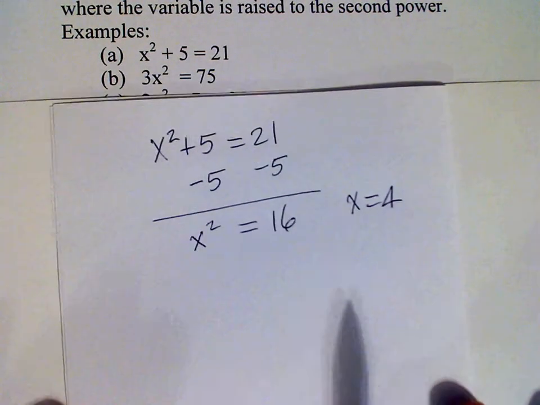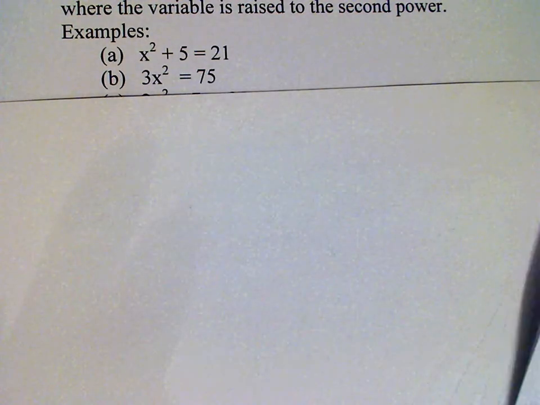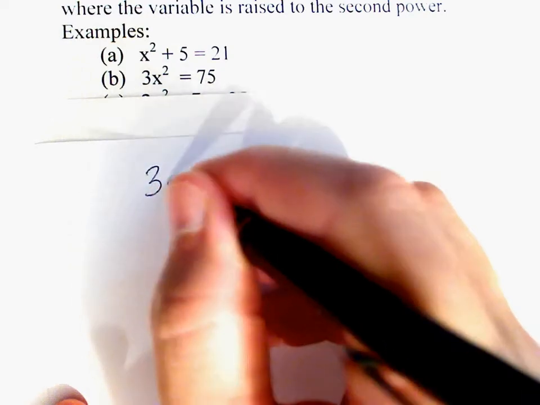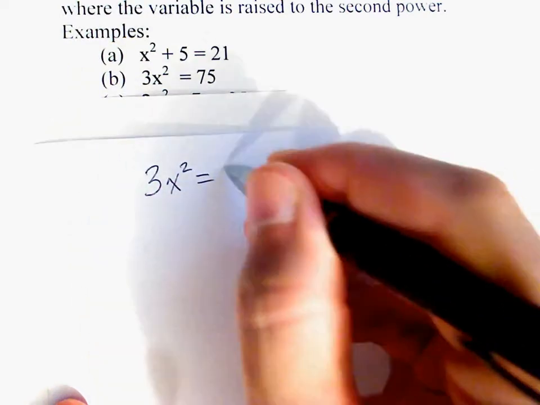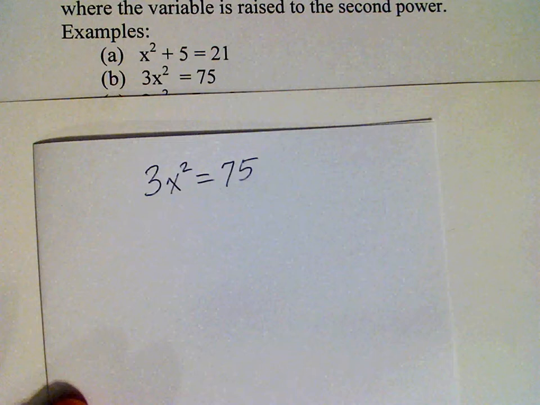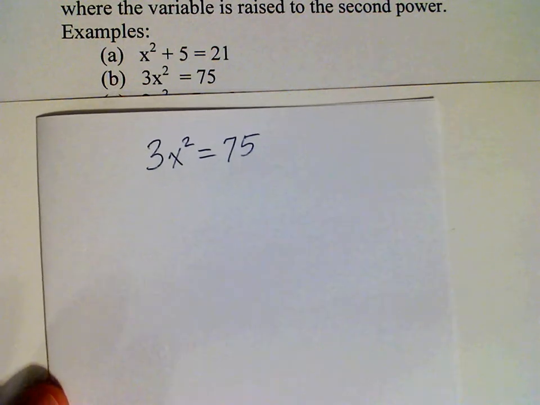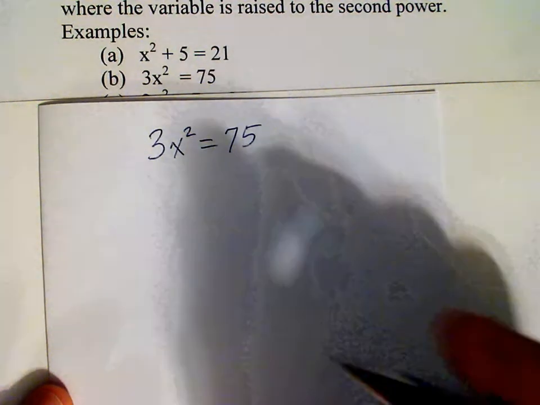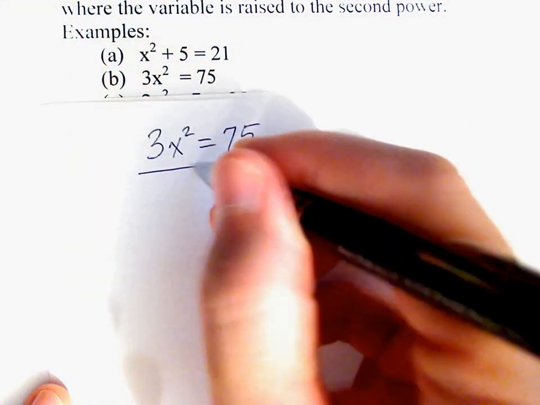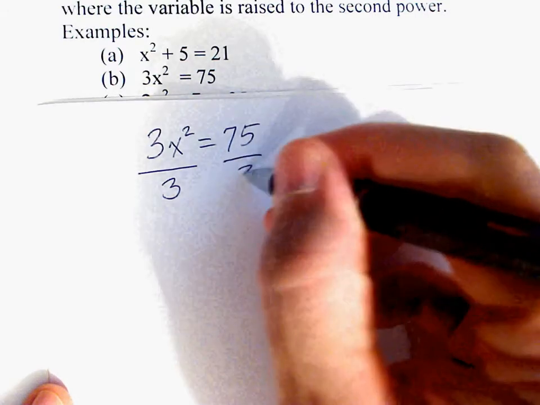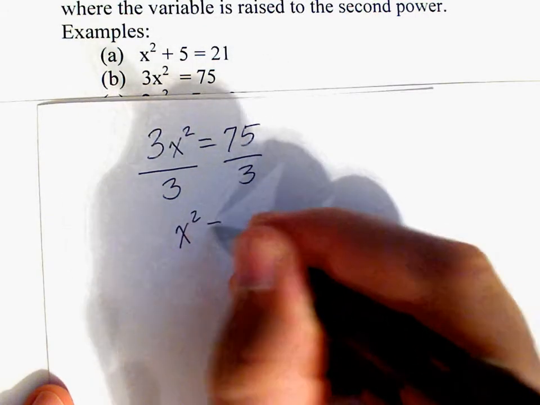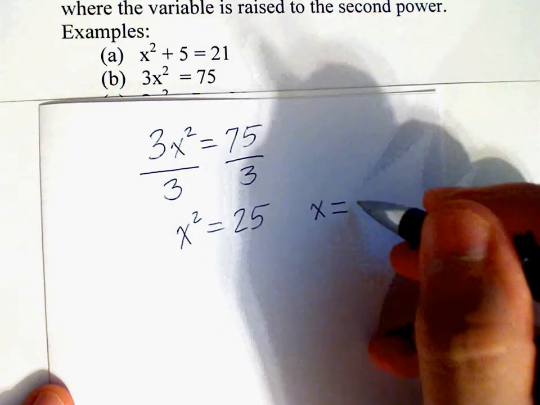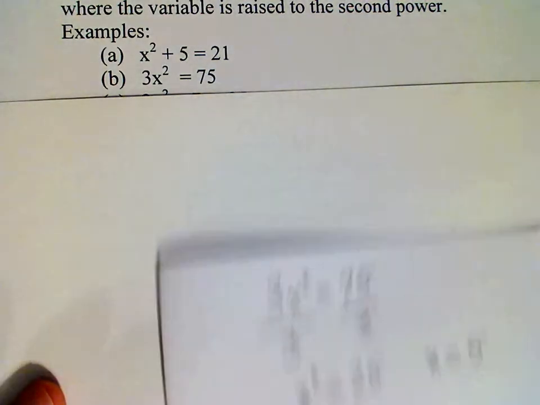In the second example, we have 3x squared equals 75. This time we have x squared multiplied by a number. So what we need to do is divide by that number to get x squared by itself. So we divide by 3, that gives us x squared equals 25. Now we can take square roots and get our solution, namely x is equal to 5.